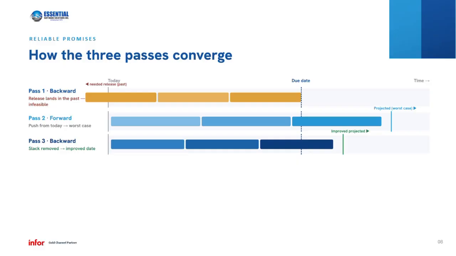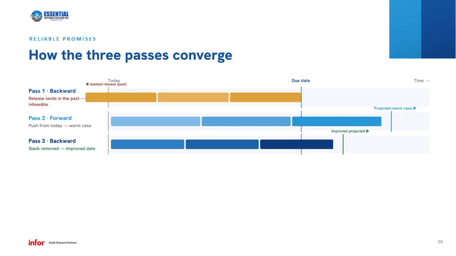So a graphic here just to hopefully provide a bit more clarity on that. So in the first pass, as you can see here, we anchor work to the due date and count backwards. So in this scenario, the required release lands in the past, as you can see, therefore it is not a feasible plan. That triggers the second pass.